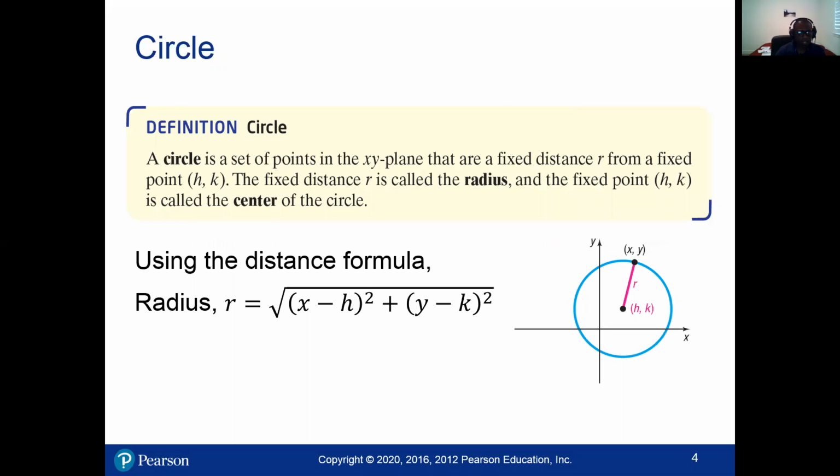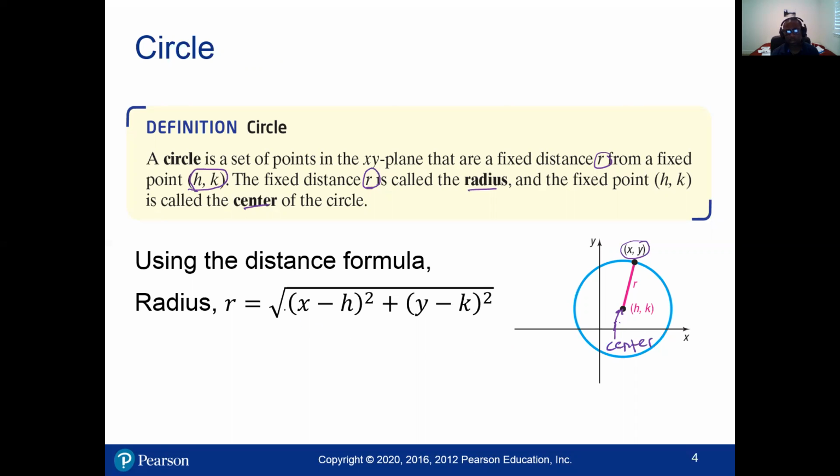First, a circle is a set of points in the xy plane that have a fixed distance r from a point (h, k). Now the point (h, k) is the center, and the distance r is the radius. So from this graph, as you can see, this is the center of the circle, and then there's a point (x, y) on it. To find the equation of the circle, we need to just find the distance, which is the radius.